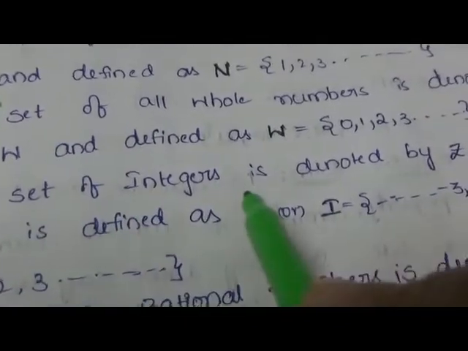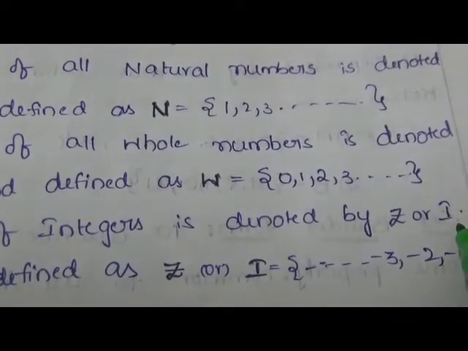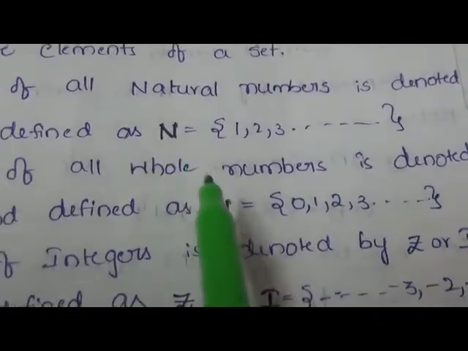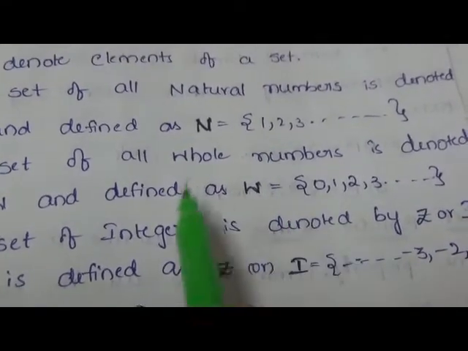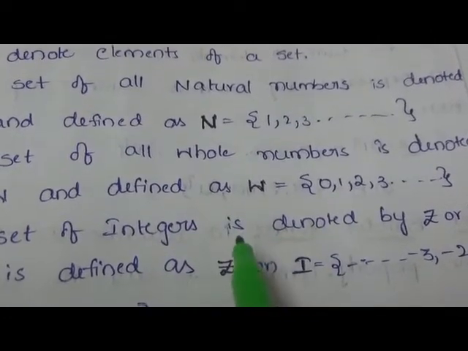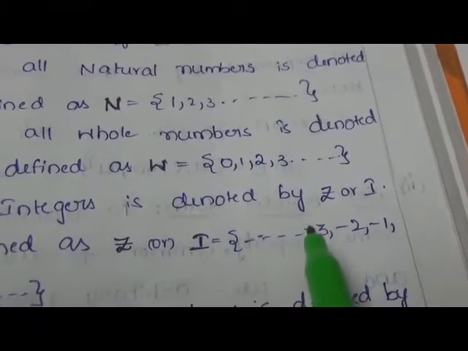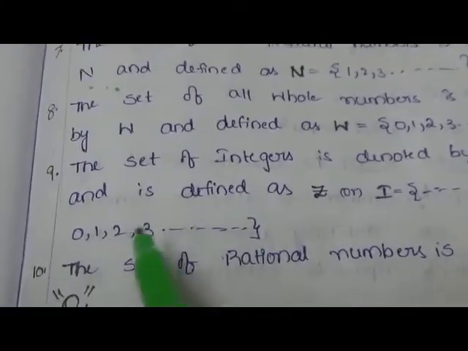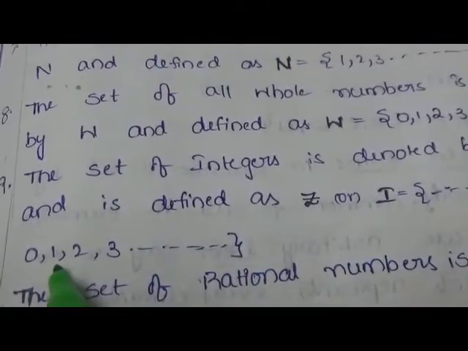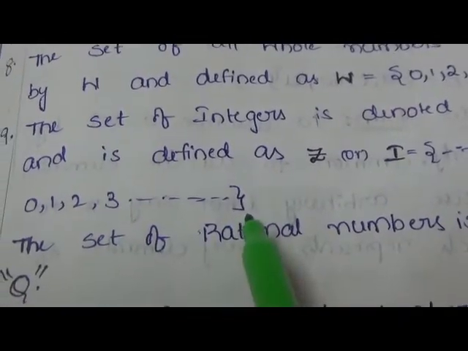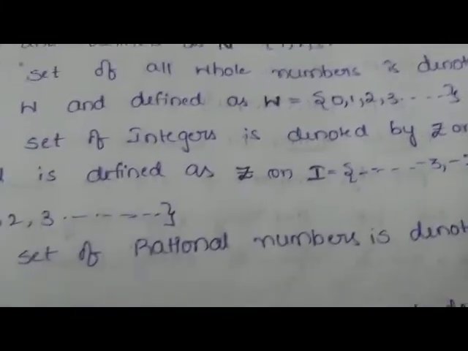And the set of integers is denoted by Z or capital I. Here, look: capital N, capital W and Z or I. These are all capital letters, identifying a set. So Z = {..., -3, -2, -1, 0, 1, 2, 3, ...}. All the negative numbers, 0, and all the positive numbers, that we call integers, identified with capital Z or I.